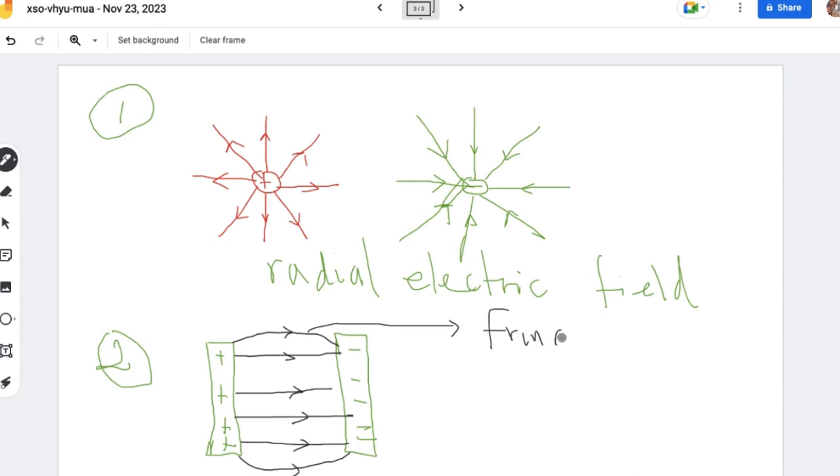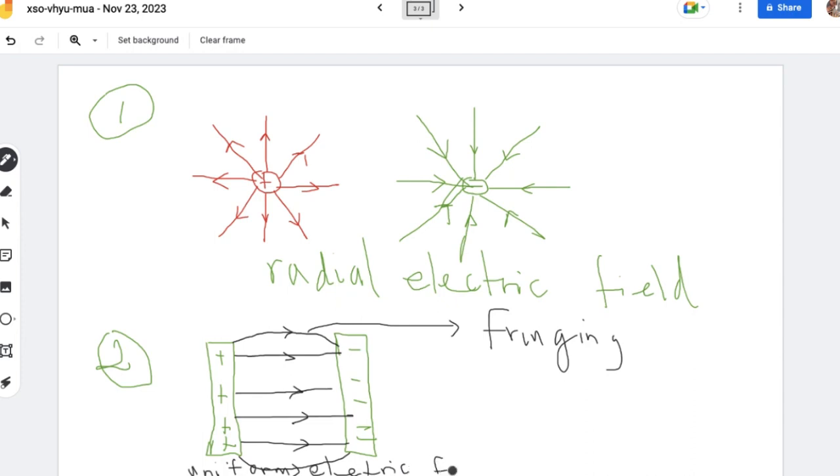Only in the edges it will fringe. Fringing. Okay, the rest, and this title is uniform electric field. This one is called, the field is called uniform electric field. Okay, this is called uniform electric field.